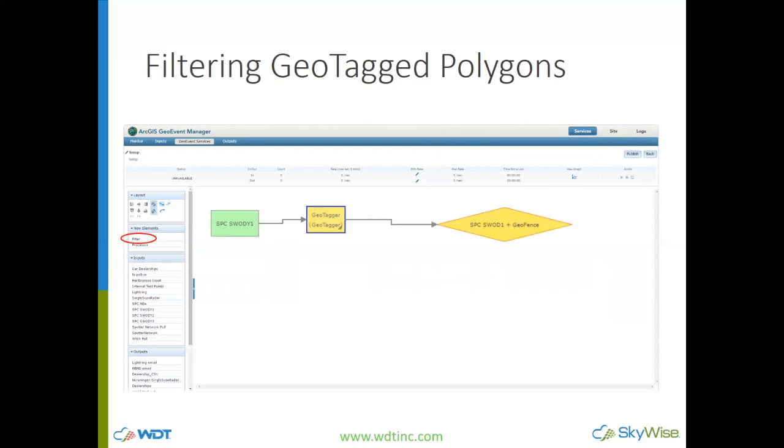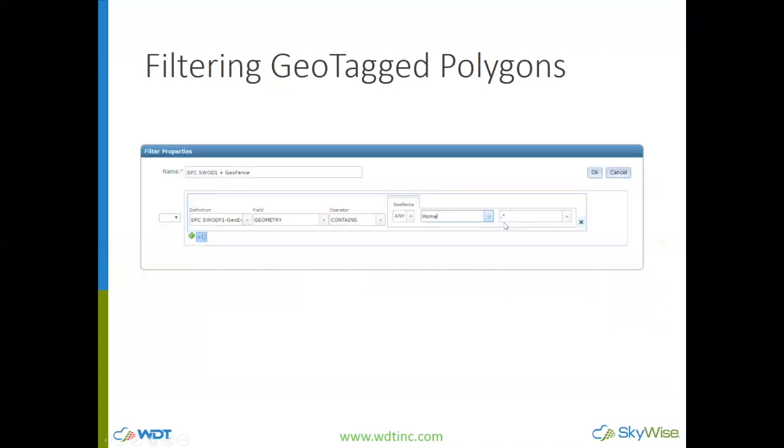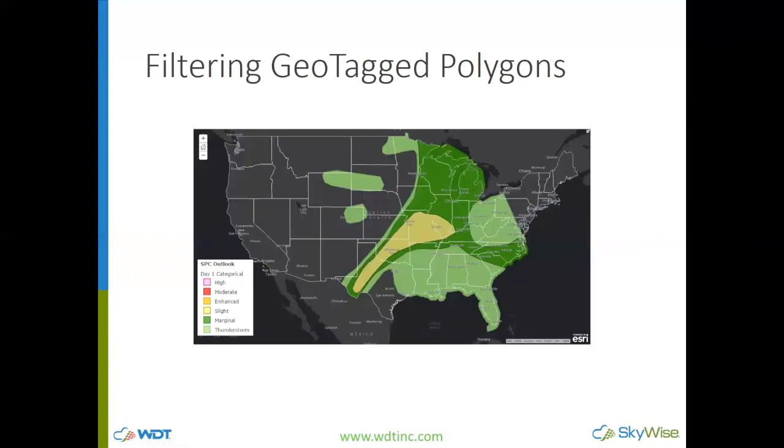We're going to filter those geotag polygons that we just went through. Again, it wouldn't have this text here until you double click on it, go through the dialog process and give it a name like we did up here. And so to filter the geotag polygons, we're going to say for any of the SPC polygons with a geometry that contains any of our home assets, we're going to use that for a filter.